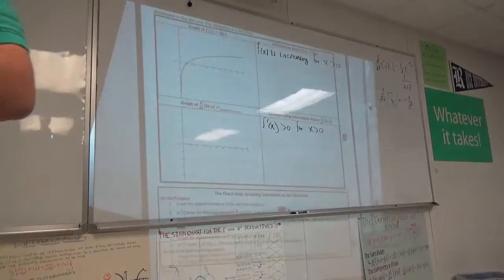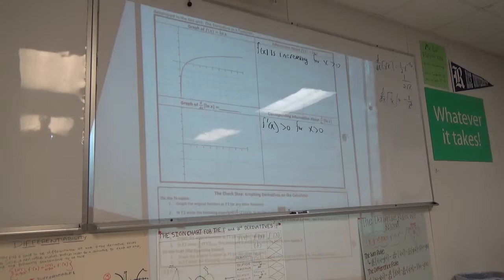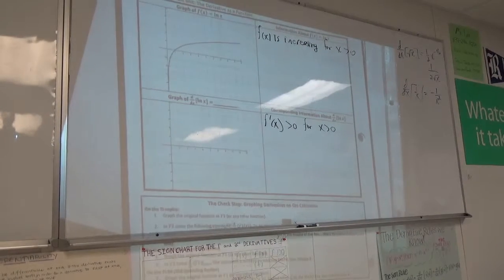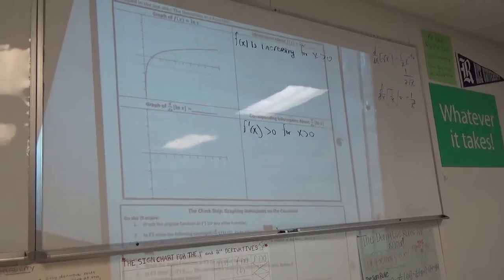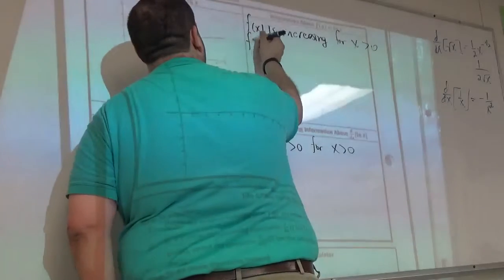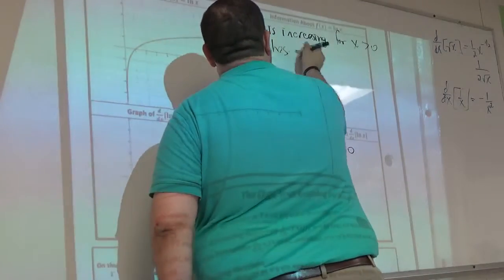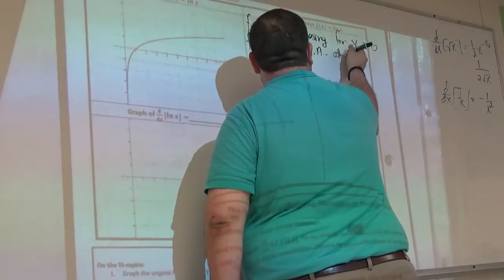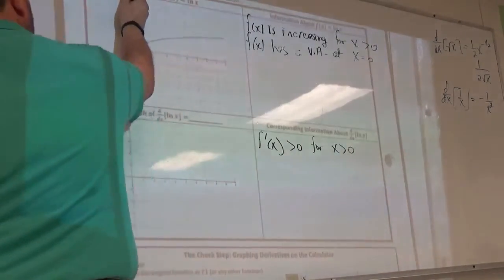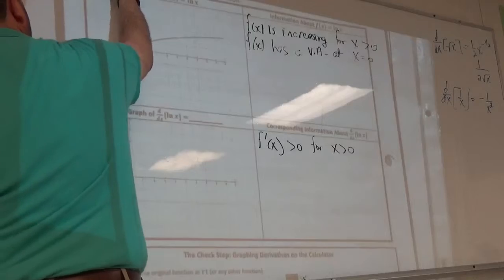Let's get some new hands on this. f is increasing for x greater than 0. f prime is positive. What else do we know? Adriana, what else do you know? f has a vertical asymptote at where? At x equals 0, right? I've got that vertical asymptote over here at x equals 0.